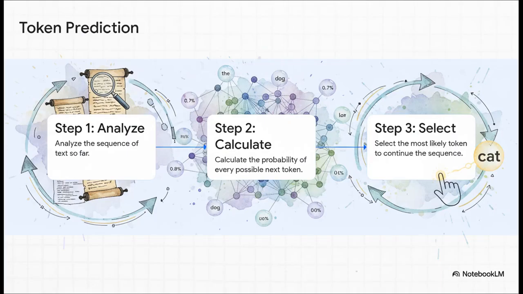So with this architecture, the model just performs its core task over and over again in a constant loop. It looks at the text it has so far, then it calculates the probability for every single word it knows. And finally, it just picks the most likely one to come next. It tacks that word onto the end and starts the whole process over. That's how it generates text, one single token at a time.